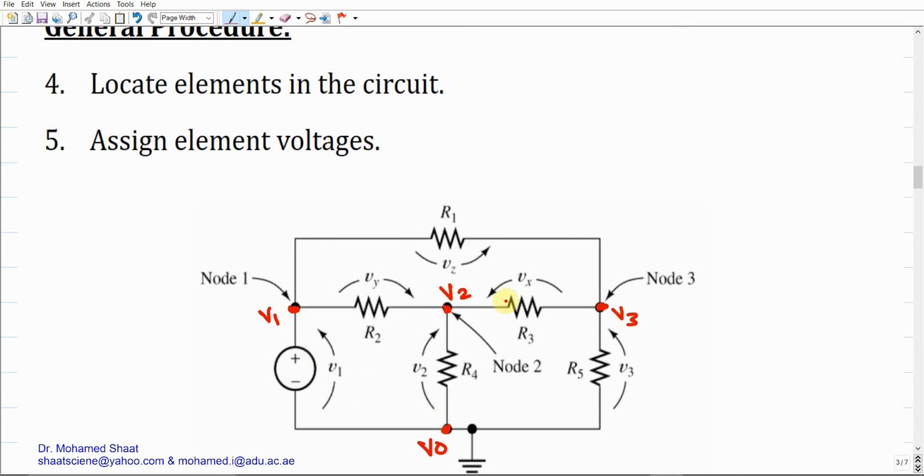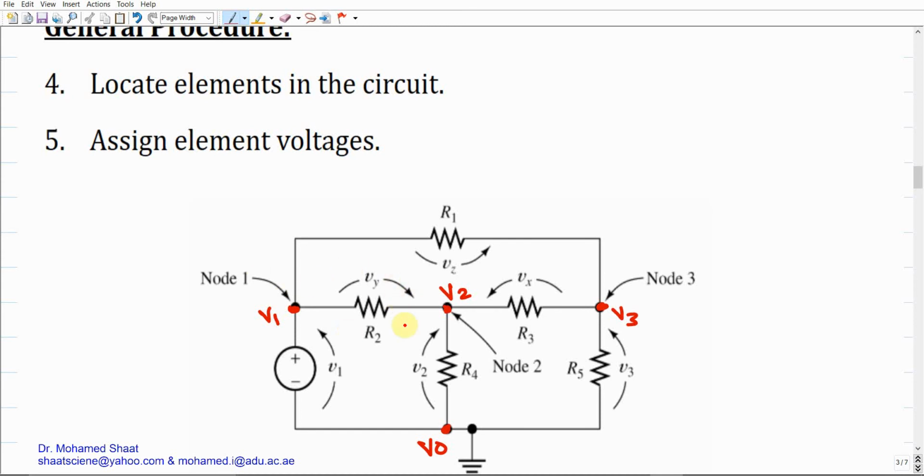So V0, V1, V2, V3, these are the node voltages. V1 is the voltage value at node 1. V2 is the voltage at node 2. V3 is the voltage at another point, which is node 3. V0 is the voltage value at the reference point, which is the reference node. Make sense? But how about the element voltage?